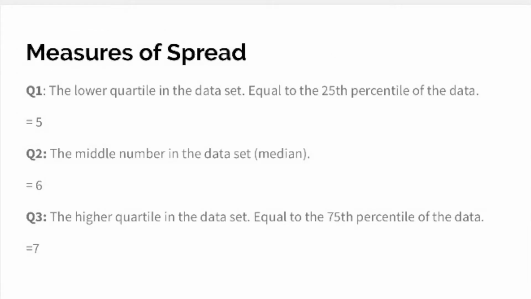So for our next measure of spread, we calculated Q1, Q2, and Q3. Q1 is equal to the lower quartile in the data set, and it's also 25% of the data. We got 5. Q2 is the middle number in the data set. It's also the median, and we got 6. Q3 is the higher quartile in the data set, and it's equal to 75% of the data, and we got 7.